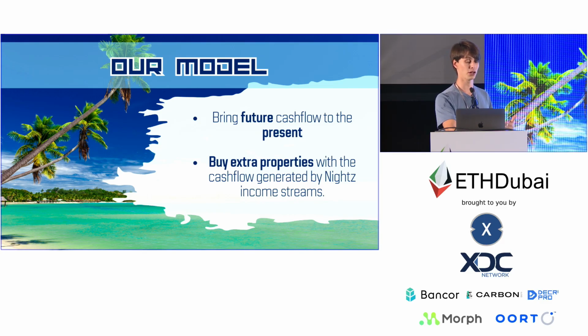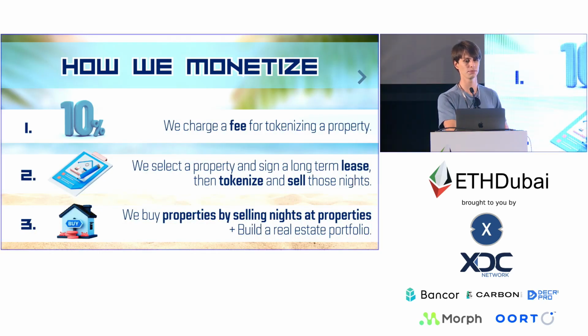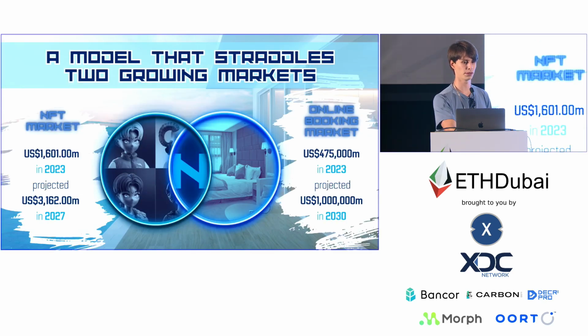Also, our model allows us to buy properties with this cash flow that's brought to the present, and there are many ways we can monetize this. We can tokenize properties from third parties and charge a fee. We can also lease and then sublease by tokenizing nights in different properties. And the third model, which is the one I like the most, is we buy properties by selling nights at these properties, and Nights also becomes a real estate fund where we are holding many properties all over the world.